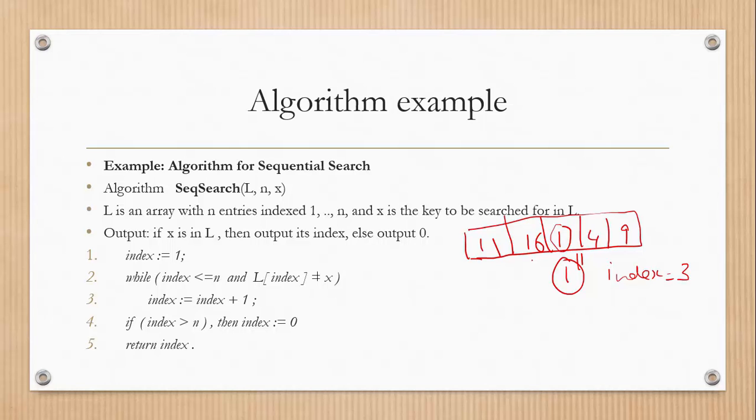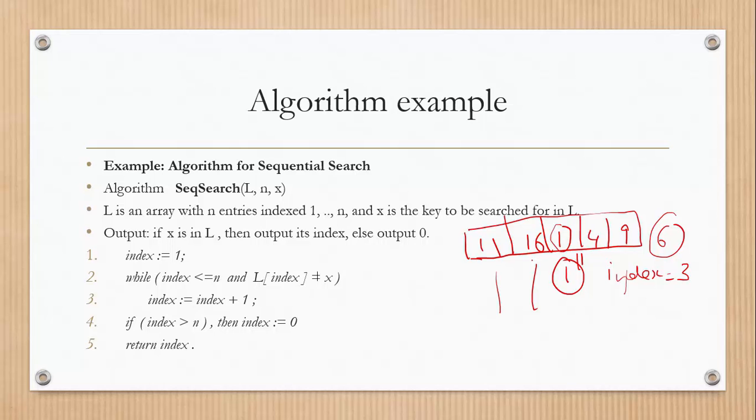Now suppose we are searching for a value which is not present in the array, suppose 13. We compare 11 with 13, not equal, then 16 with 13, not equal, then 1 with 13, not equal, then 4 with 13, not equal, then 9 with 13, not equal, and the value of index will become 6. It means the item is not present in the array.